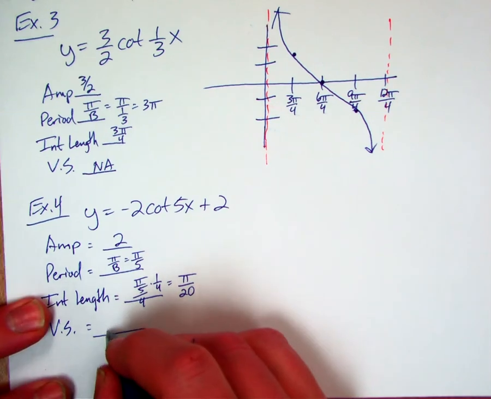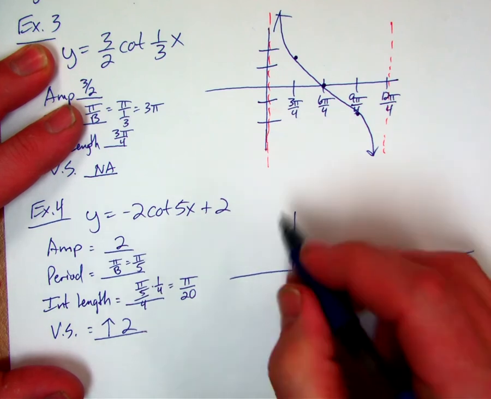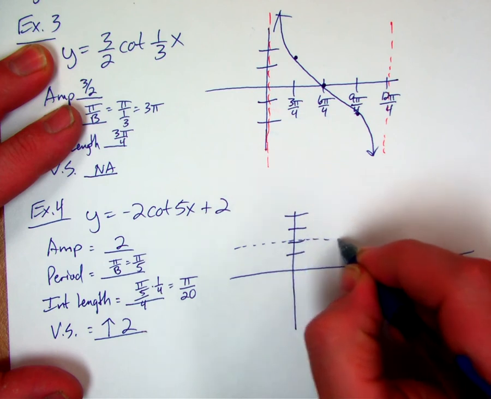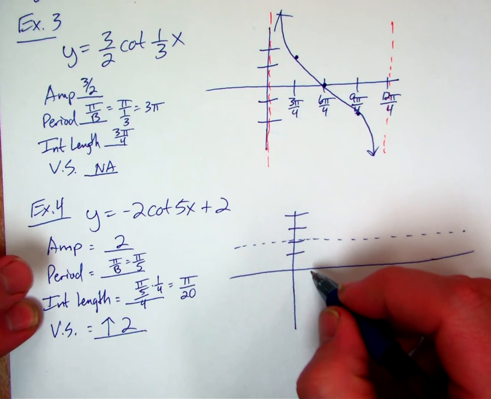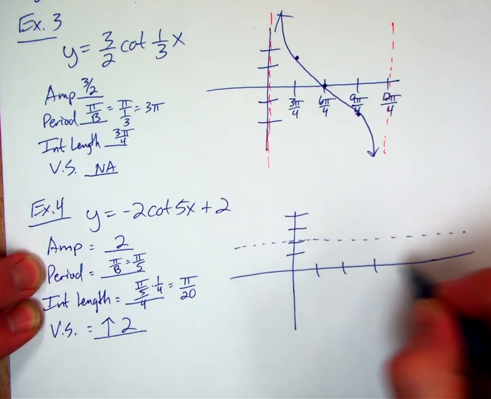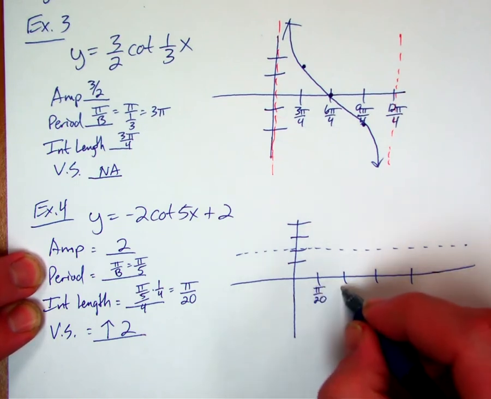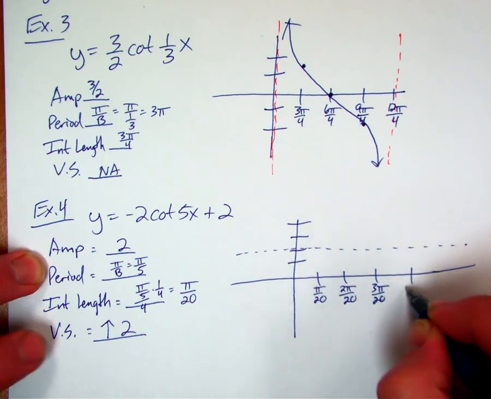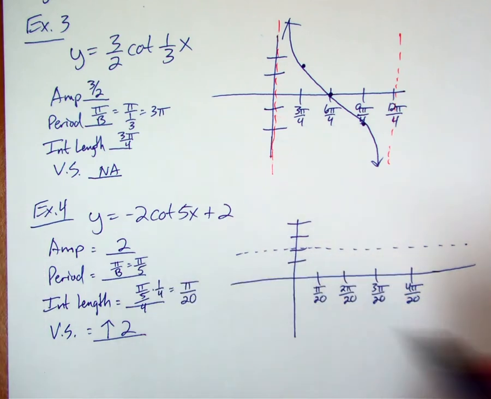My vertical shift, everything got shifted up too. We're ready to graph. Notice I gave myself a new x-axis at positive 2. I'm still starting at my interval length and counting there and stopping at my period. So my first point is going to be pi over 20. My next point is 2 pi over 20, 3 pi over 20, 4 pi over 20, and we're done. 4 pi over 20 does reduce to pi over 5.